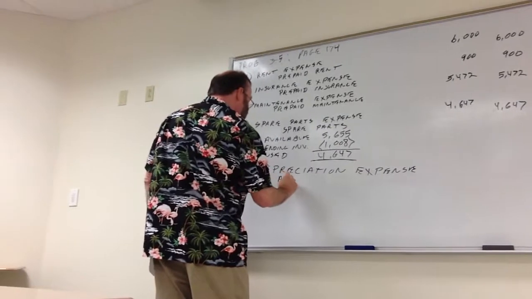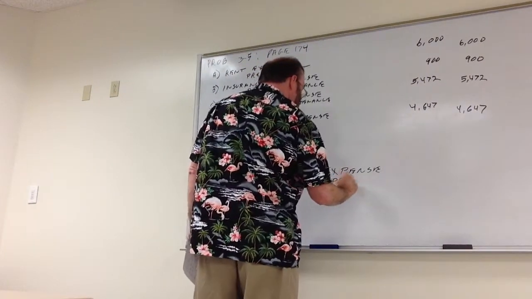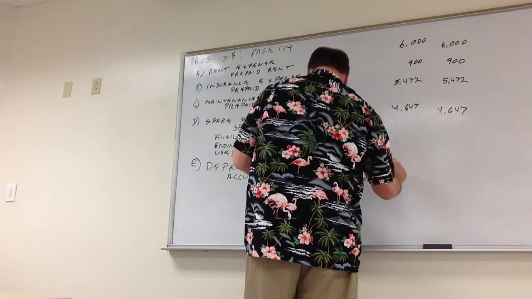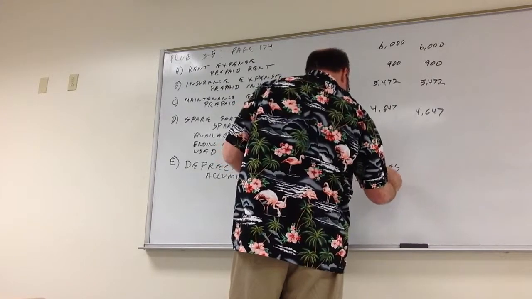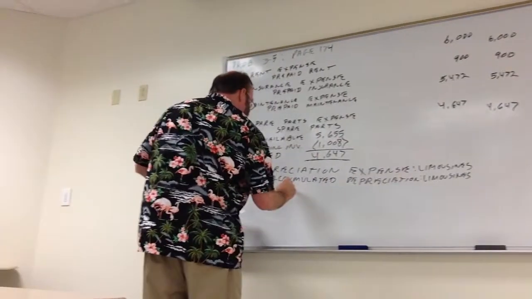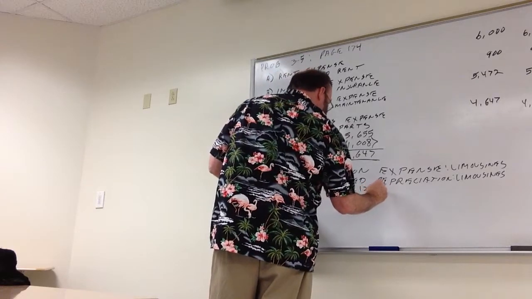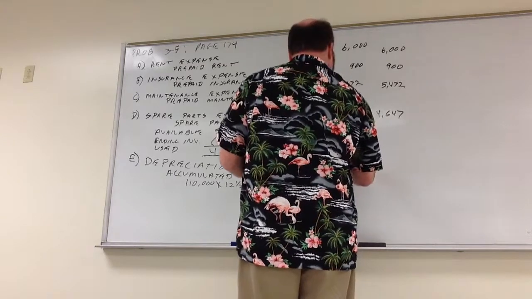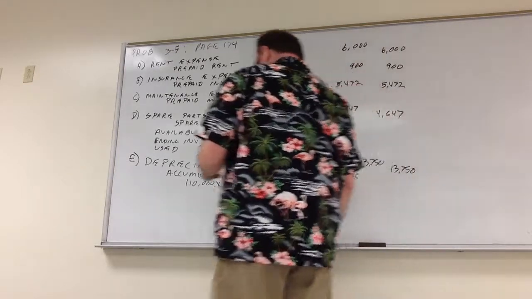And accumulated depreciation, and this is both for limousines. The limousines account had $110,000 in it. If we multiply that by the 12.5%, we'll get a total of $13,750 as our depreciation expense.